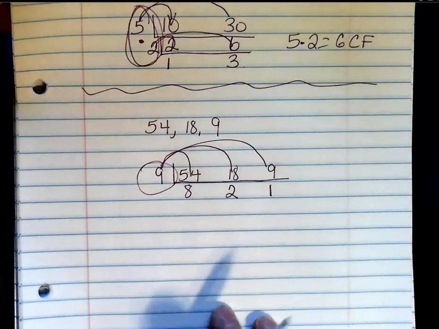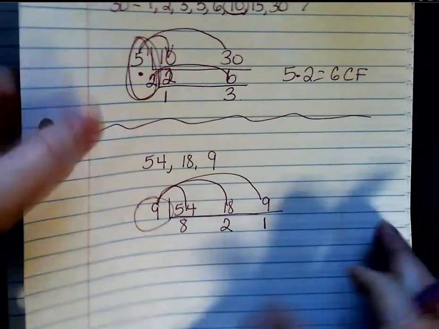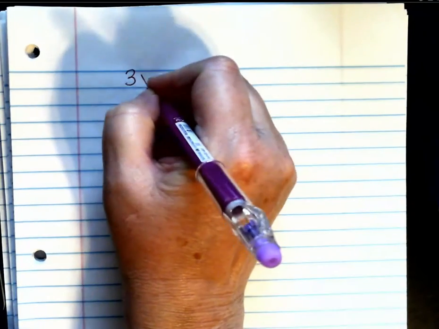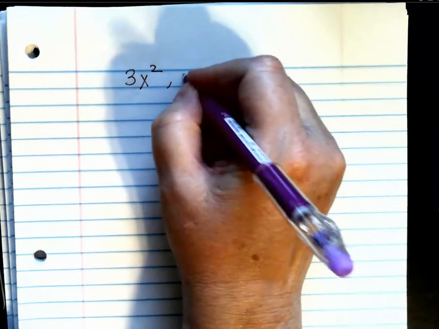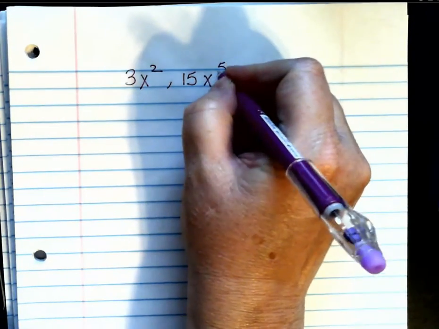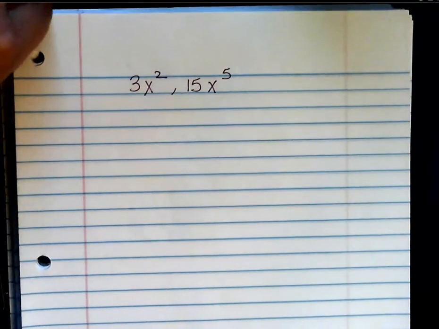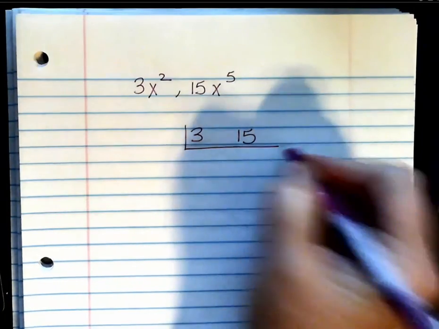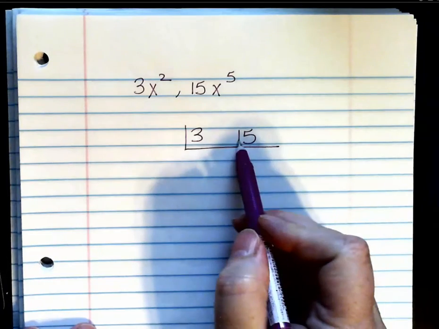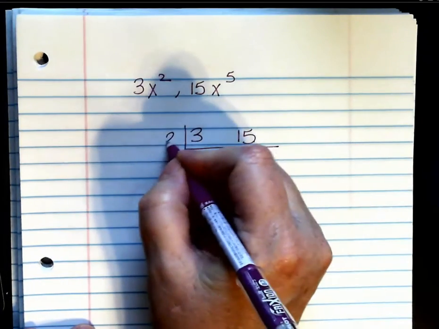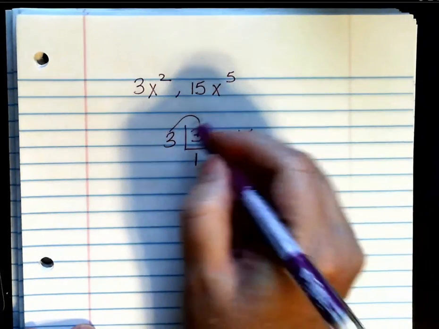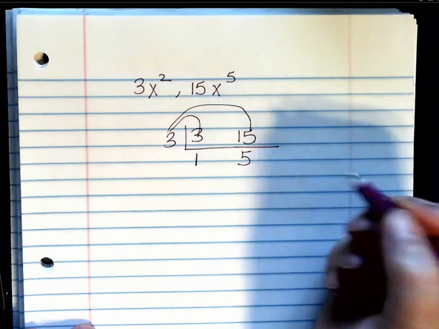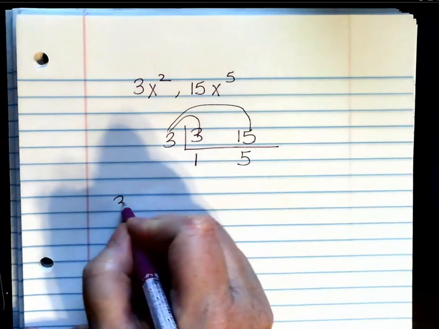So let's add a letter, because everything in algebra has to have letters. Yay! So I've got 3x squared and 15x to the 5th. So you do the numbers just like normal. Find a number that goes into 3 and 15. So what's a number that will go into both 3 and 15? 3. 3 goes into 3 once. 3 goes into 15 5 times. So my answer is 3.